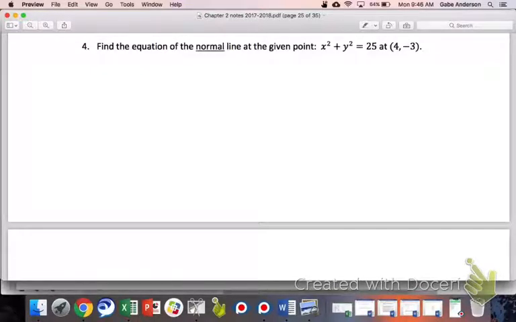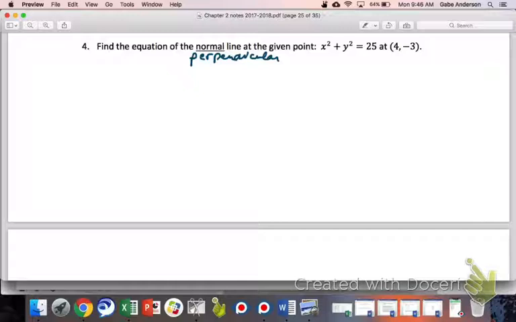Number 4 says, find the equation of the normal line. I underlined that because it's different than tangent line. So let's take a minute and talk about what that means. If you've had physics, this means the same thing it does in physics. What does normal mean in physics? Perpendicular. Yep. It means the same thing here. So find the equation of the perpendicular line. And I want to explain what this would look like on a graph too. So perpendicular is what normal means.